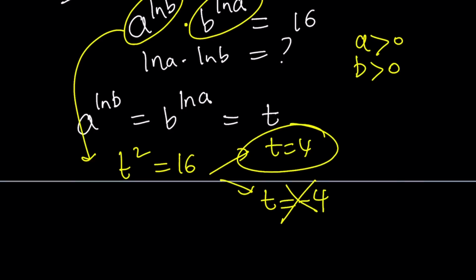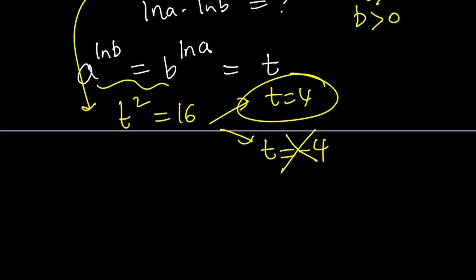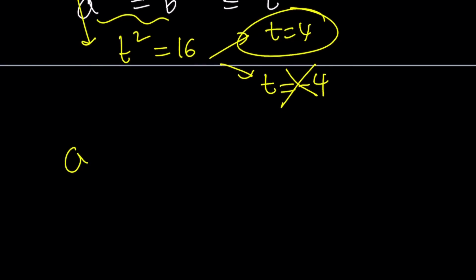But what is that supposed to mean? It just means t is 4, so we can take one of these. It doesn't matter which one. Let's use a to the power ln b equals t, which is 4. Awesome. What am I looking for? I'm not looking for the 4 because I have 4, but I'm looking for ln a times ln b. So what do we do? ln both sides, right? It's always helpful, almost always.